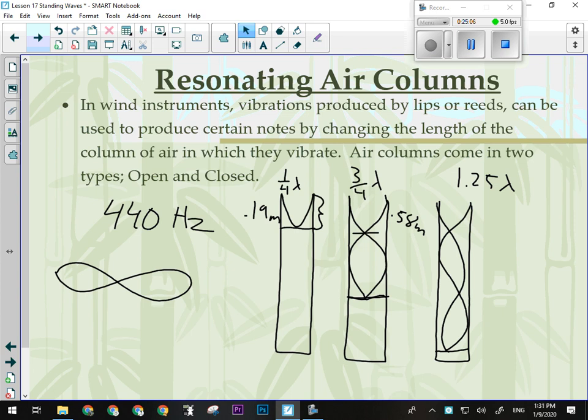I just dipped a tuning fork on your tongue. Yeah, I'm not going to do it.